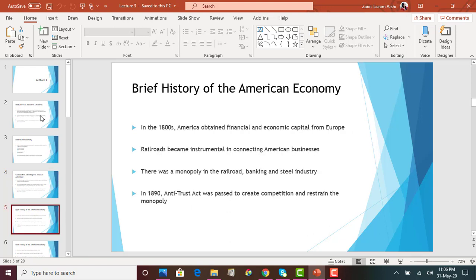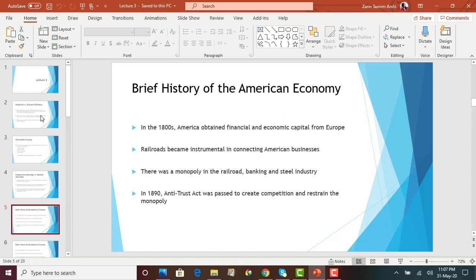Chapter 2 also gives us a brief history of the American economy. This is not very important, but I want to give you a brief idea about how the overall American economy evolved over the years and how it changed based on consumers and businesses. So in the 1800s, very early times, America obtained financial and economic capital from Europe. Basically, if you remember, people from Europe came to America to settle in, and so they obtained the economic and financial capital from Europe. Railroads were a very instrumental part of transportation.